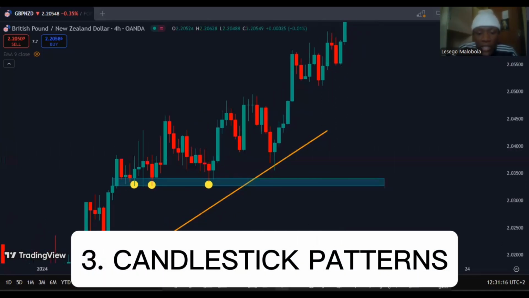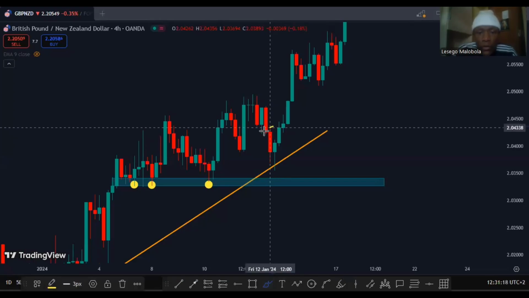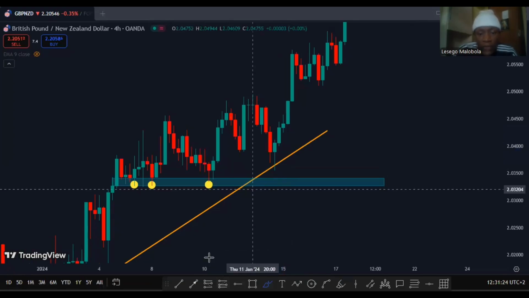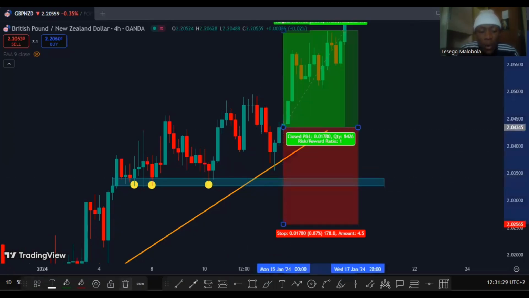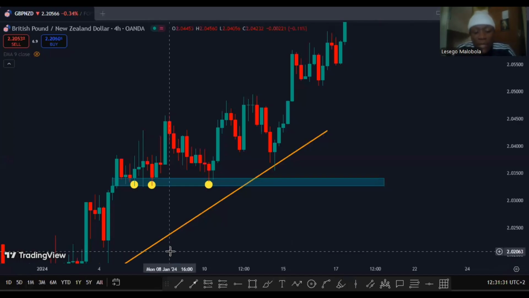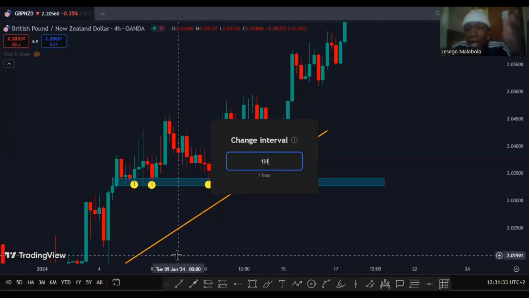On the 4 hour time frame, we can clearly see that we do have an inside bar candlestick pattern confirmed by this bullish candlestick pattern. If we were to take our trades on the 4 hour time frame, we could have gotten our entries right over here, but we would then go to the 1 hour time frame just to see if we can find any candlestick patterns and earlier trades.